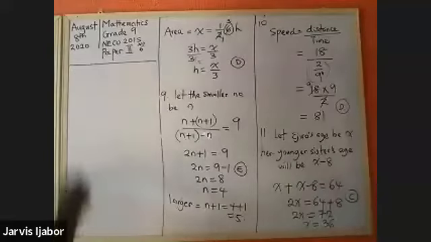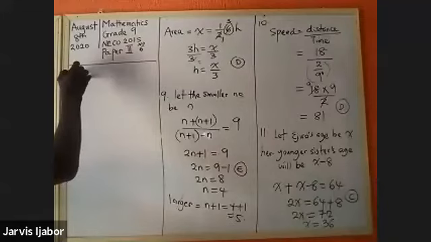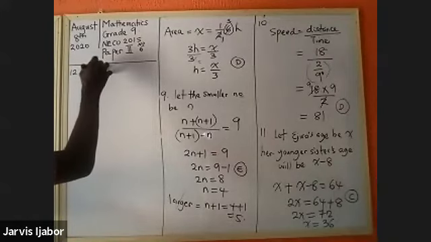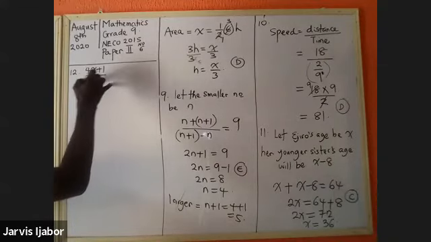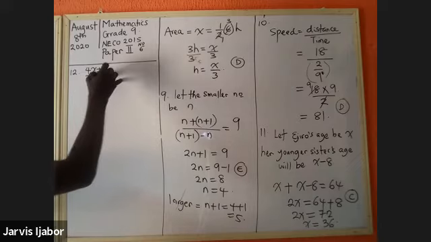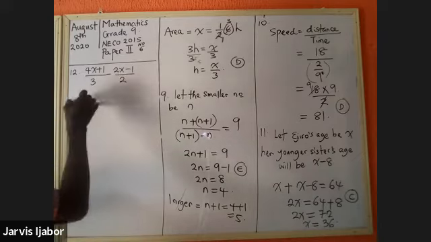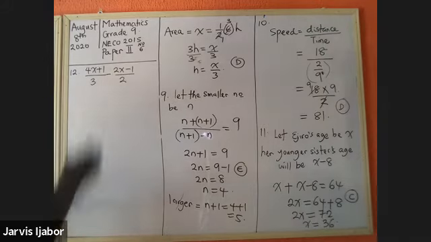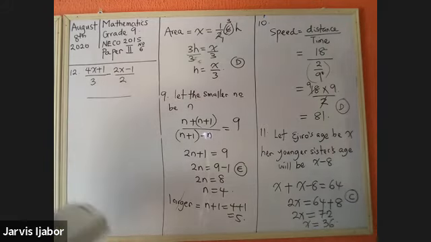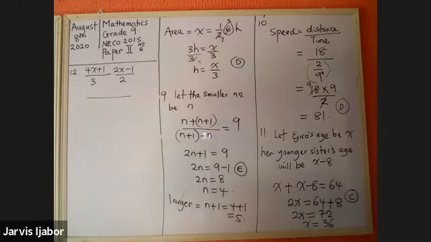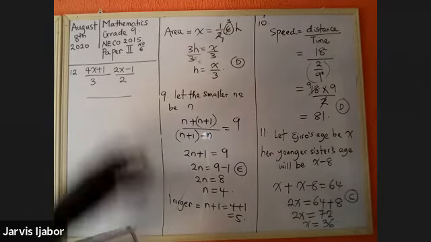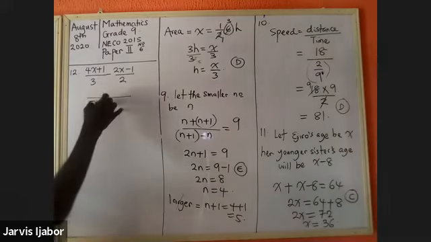Let's go to question 12. In question 12, you have 4x plus 1 over 3 minus 2x minus 1 over 2. Here, the LCM will be 6. I'm trusting that nobody has an issue with getting LCM or LCD. So this will be 6.